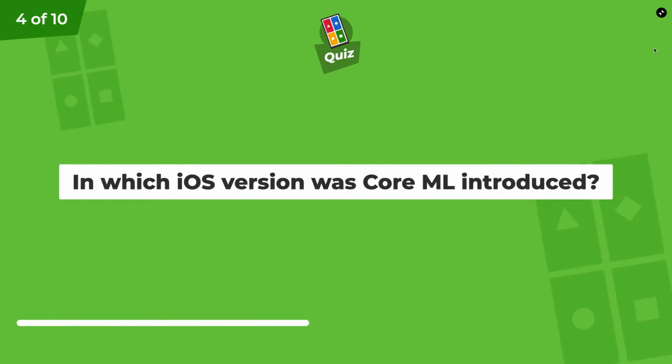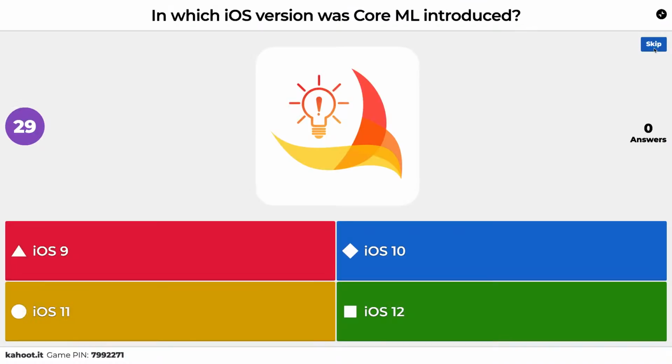In which iOS version was Core ML introduced? iOS 9, iOS 10, iOS 11, or iOS 12? 9, 10, 11, or 12?